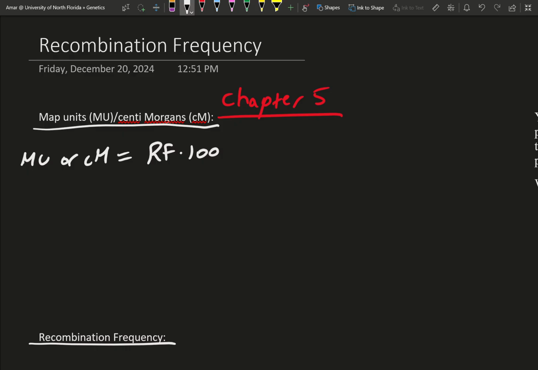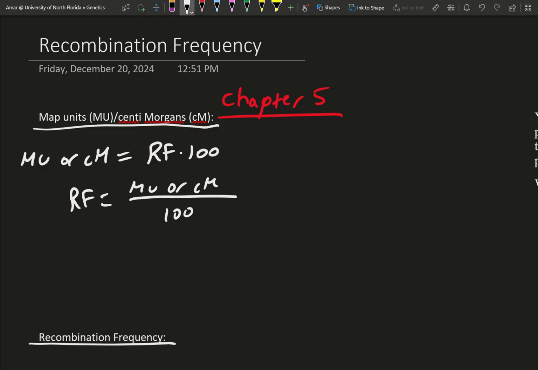To figure out the recombination frequency from centimorgans or map units, it's pretty simple. You would get something like this: map units or centimorgans divided by 100 to figure out the recombination frequency.